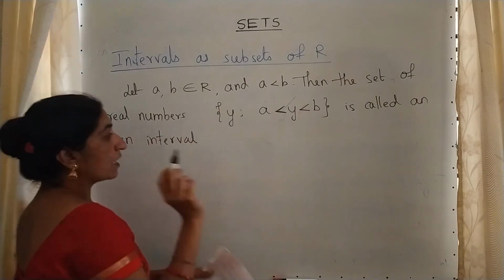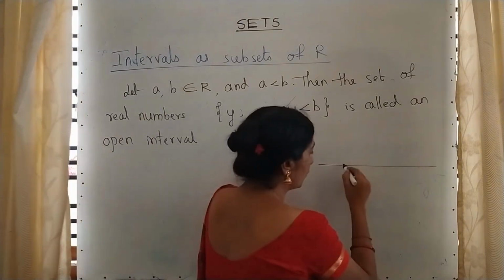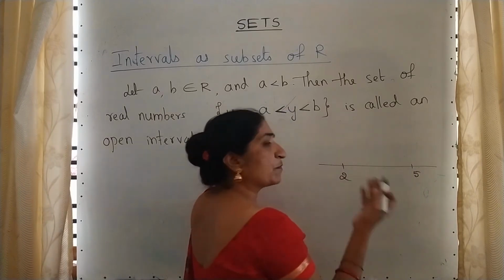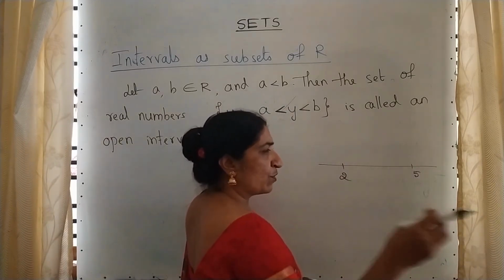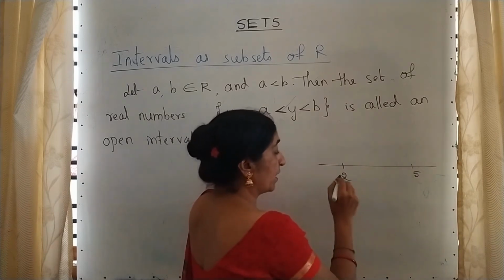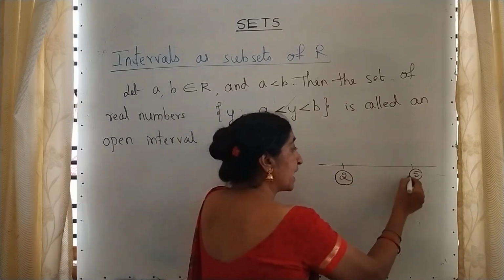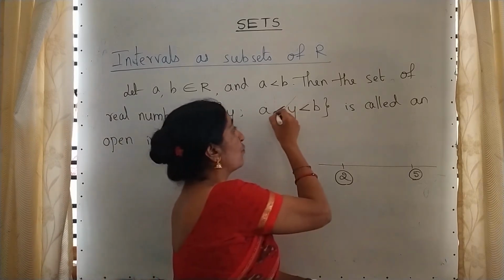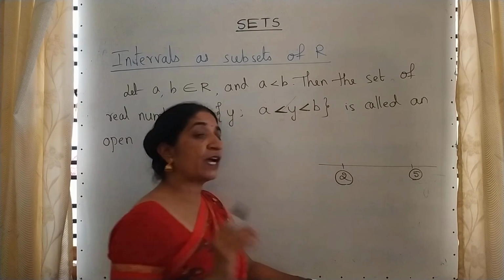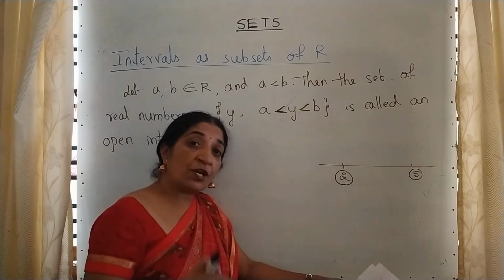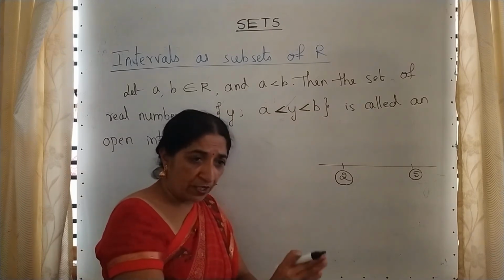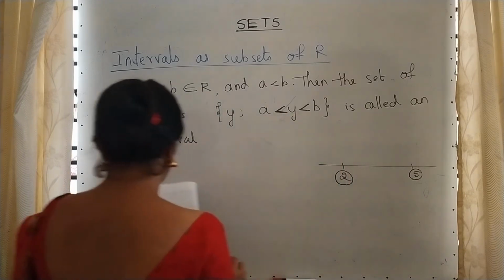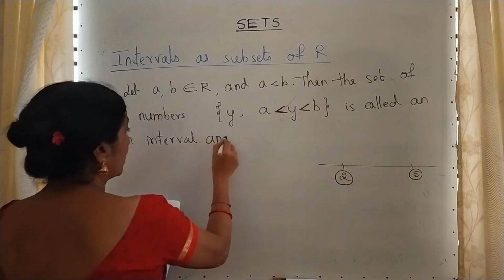Kannada medium students, I am explaining with the help of an example. Suppose you take 2 and 5. In between these numbers, it may be 2.1, 2.2, 2.3, 2.5, 2.6 up to 4.9. But we are not taking these end values. Only one symbol tells you we are not taking them. We are excluding the end points. Here the end points are A and B.